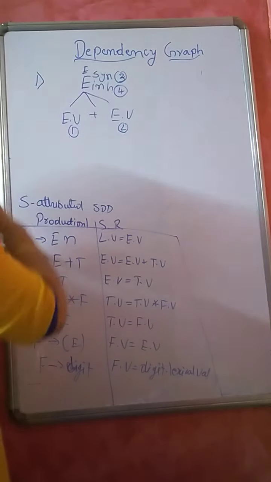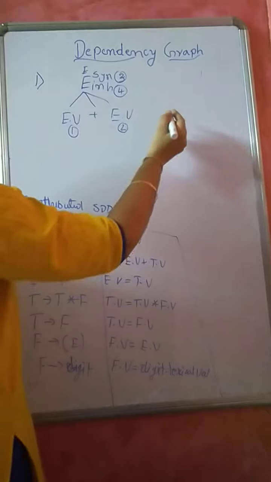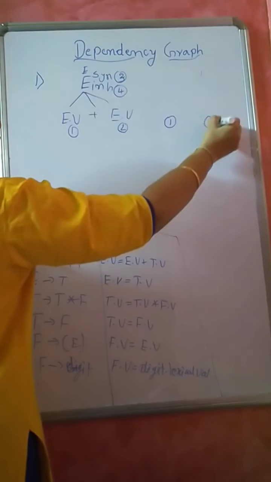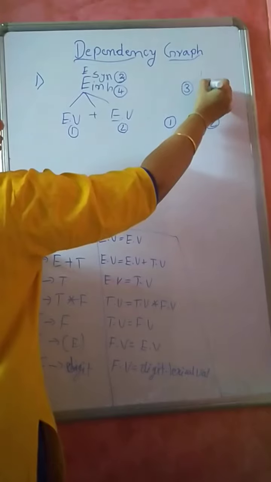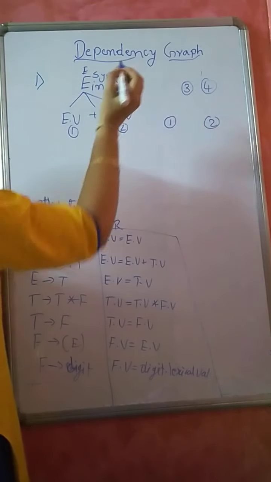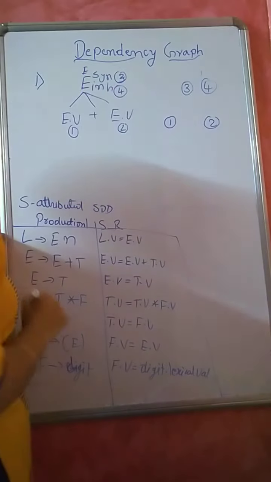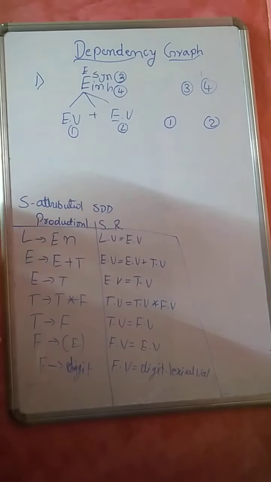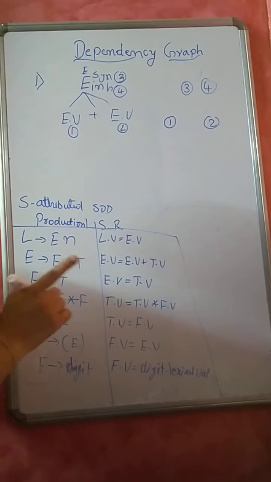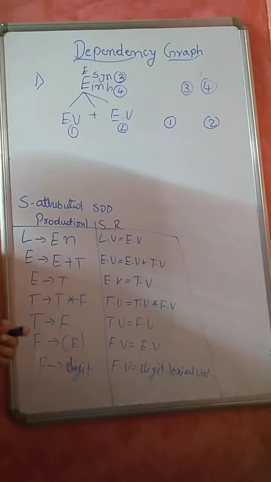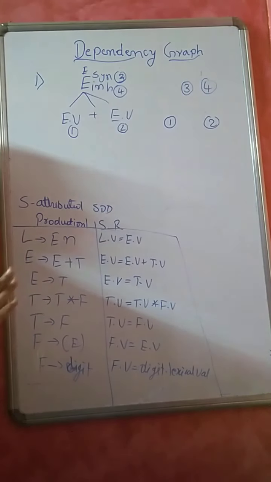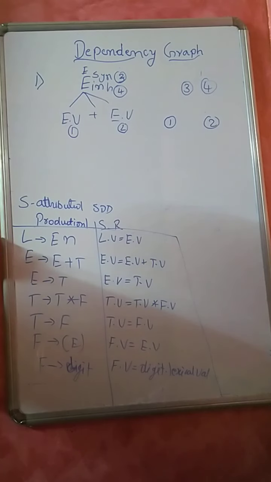So if this is the parse tree you are having, then in the dependency graph you will have nodes like this, 3 and 4. One is for the inherited attribute of the E and the other one is for the synthesized attribute of an E, like that. So that is the first step. What is the first step in writing the dependency graph? We need to construct the parse tree. In the parse tree, for every node, depending on how many attributes are associated with that particular node, that many nodes have to be created in the dependency graph.